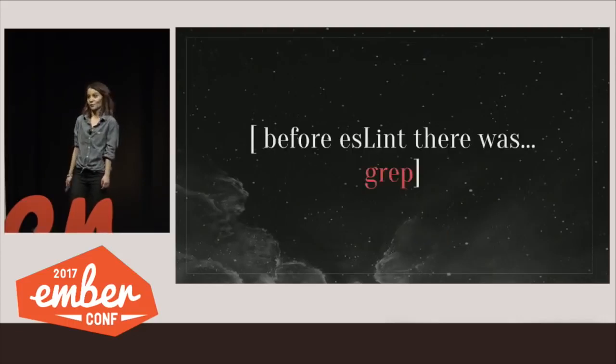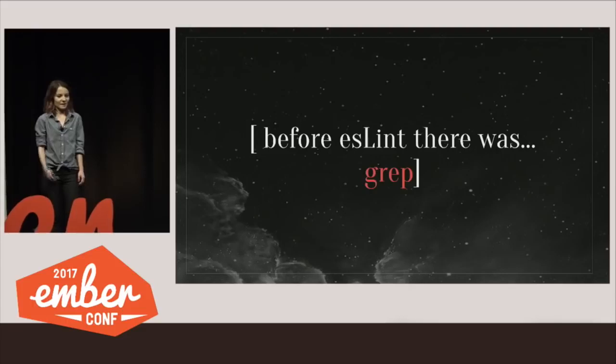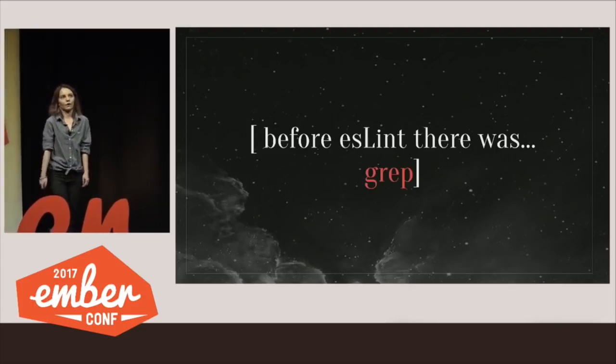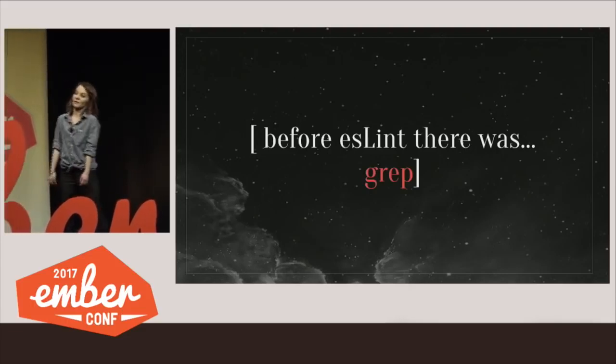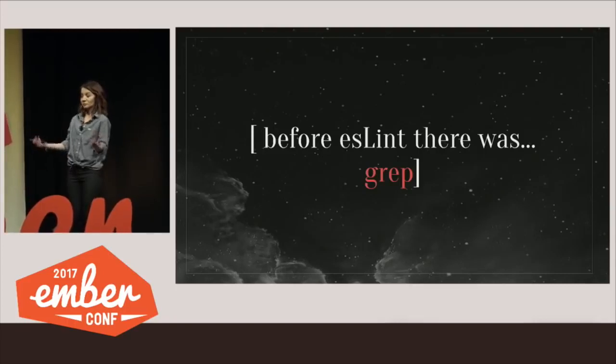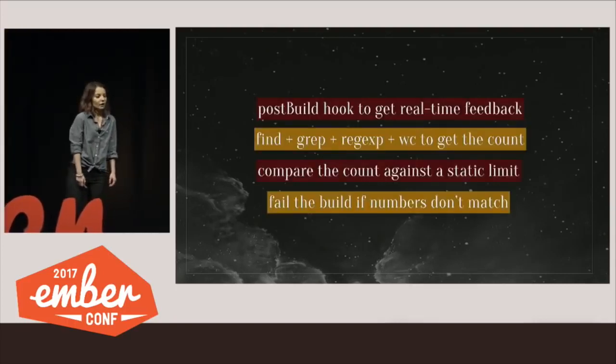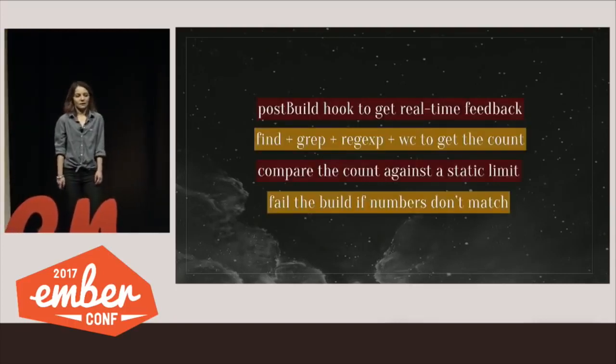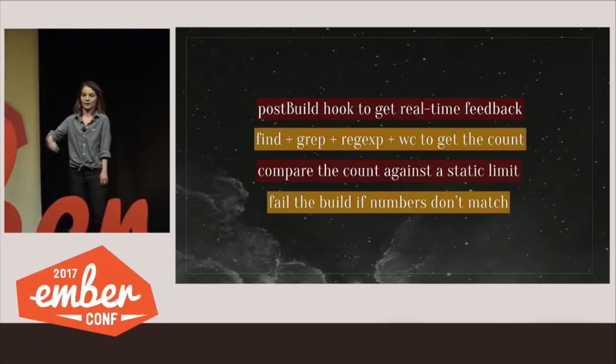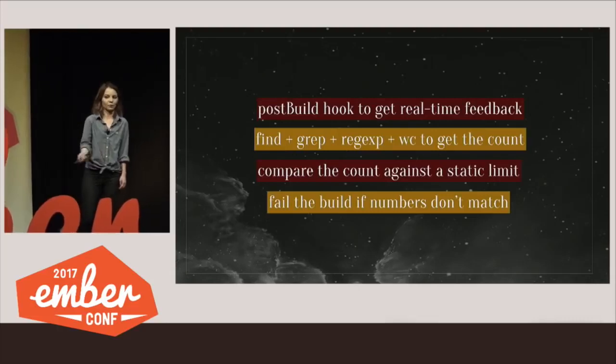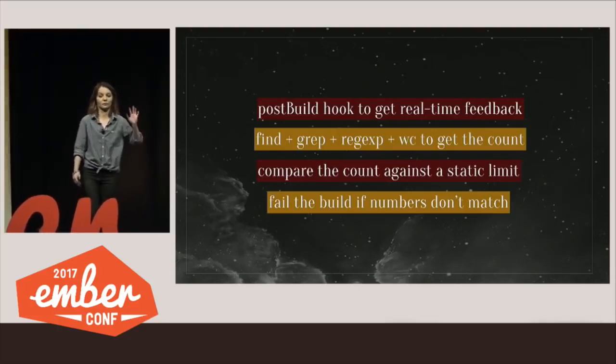Before ESLint, there was grep. So we had this idea of checking for the occurrences of htmlSafe in our code using grep, because you can. And we built a tiny add-on that uses a postBuild hook to get real-time feedback in dev about whatever it is that you want to check. So it's a combination of find plus grep plus regular expressions plus wc -l, so word count lines, and compare the count against the static limit that's been preset.